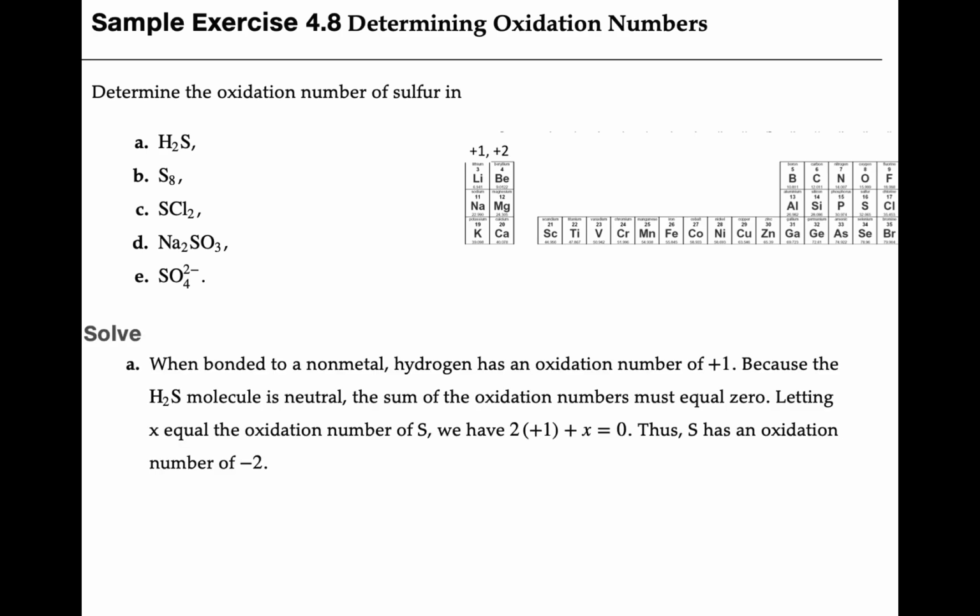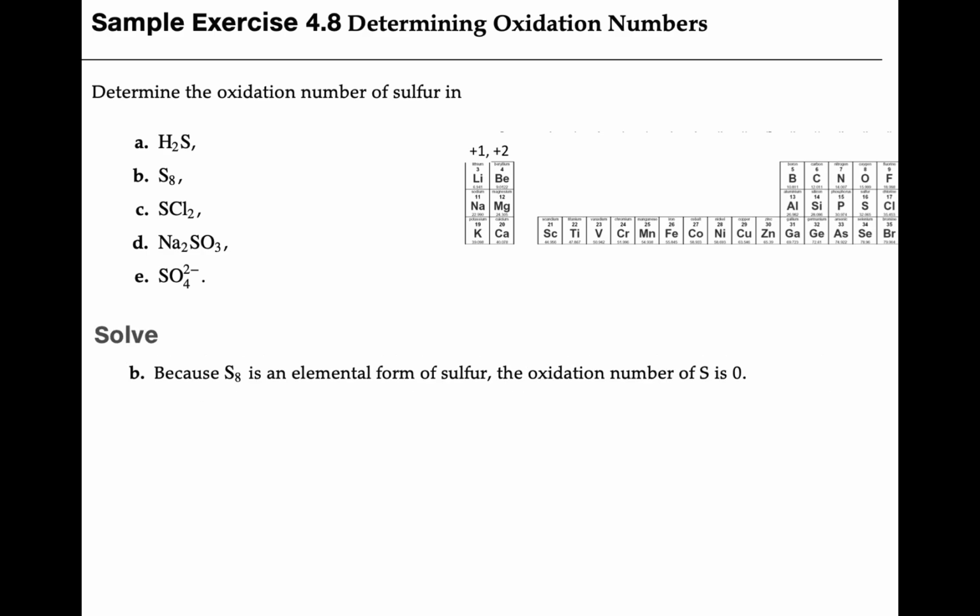Here's the solutions. So for the first one, H2S, I would say that sulfur is in my -2 column. How do I deal with hydrogen? I would say in this case, hydrogen is bonded to a nonmetal, so each hydrogen has an oxidation number of +1. The sulfur is -2, so the entire molecule is neutral.